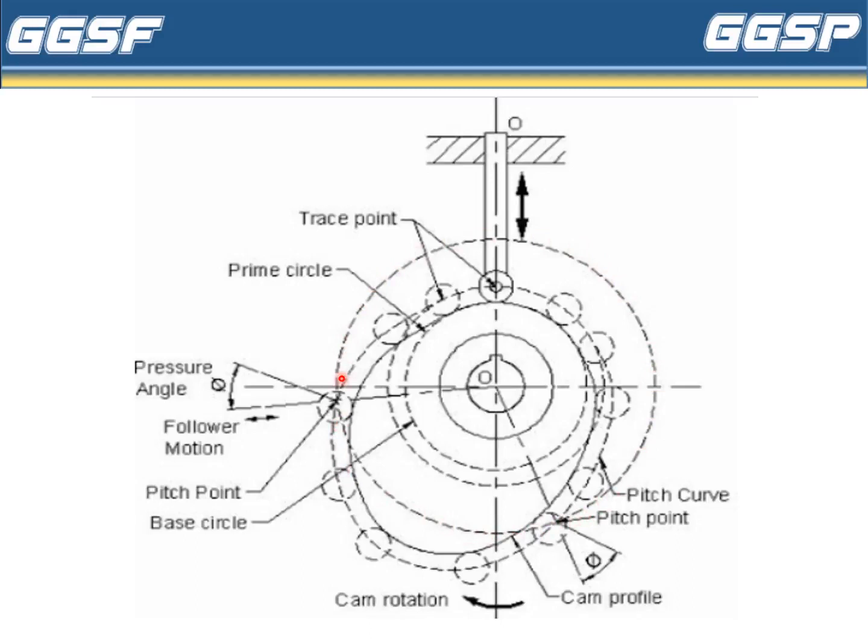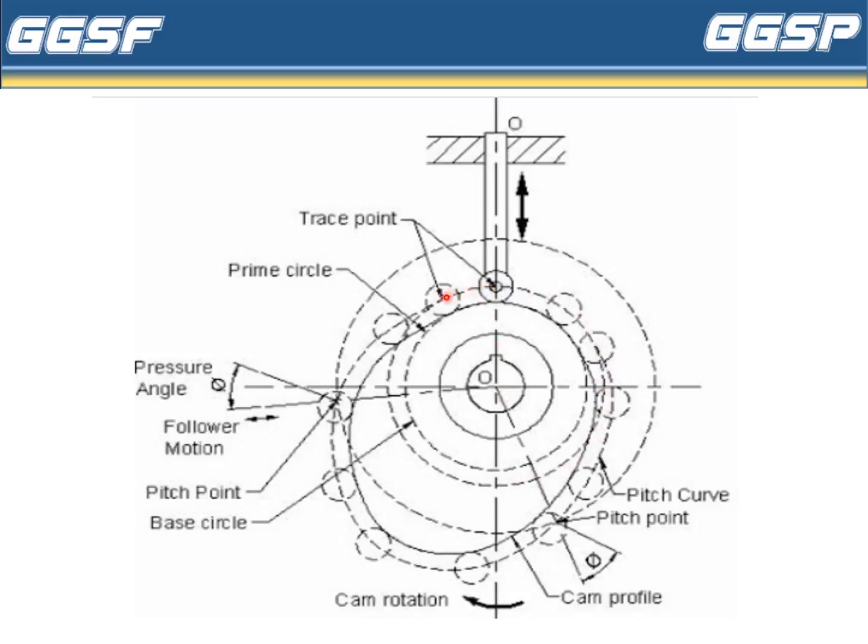Now the next point is the prime circle. प्राइम सर्कल क्या होता है? So let us see what is meant by a prime circle. So this is a prime circle. यहाँ पे देखो, प्राइम सर्कल मतलब सेंटर ऑफ कैम एंड द ट्रेस पॉइंट, राइट.